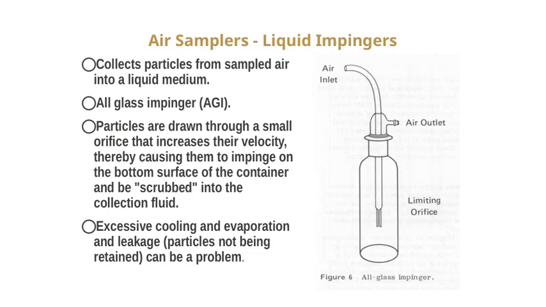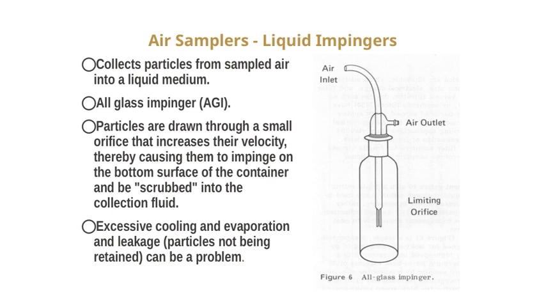Now, let's talk about liquid impingers, which are a type of air sampler used to collect particles from the sampled air into a liquid medium. One common example is the all-glass impinger, or AGI. The way it works is quite interesting. Particles are drawn through a small orifice that significantly increases their velocity. This acceleration causes the particles to impinge on the bottom surface of the container, effectively scrubbing them into the collection fluid.